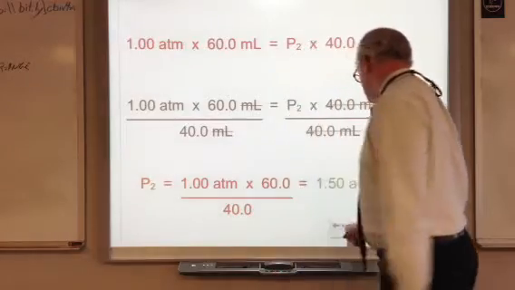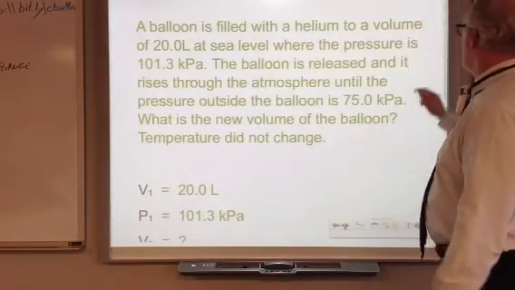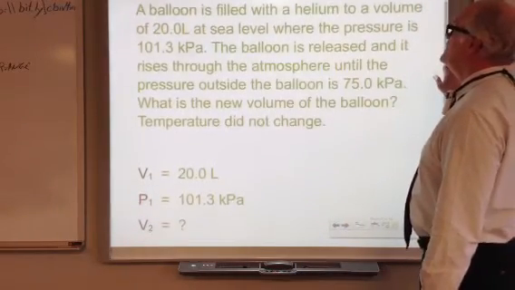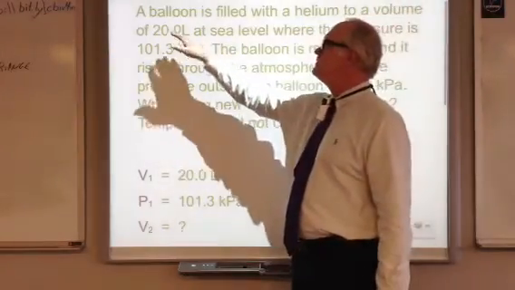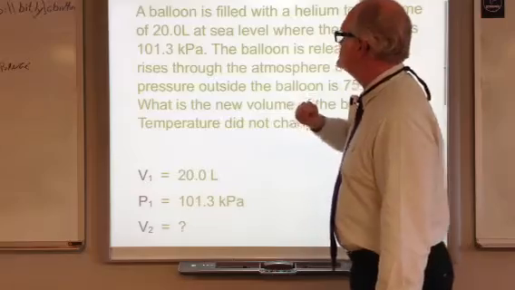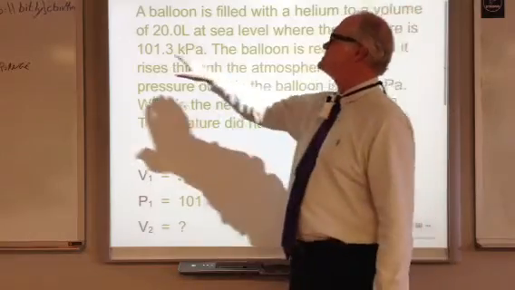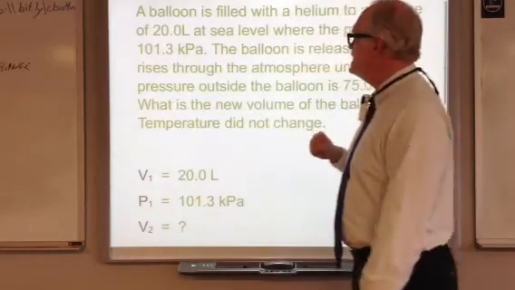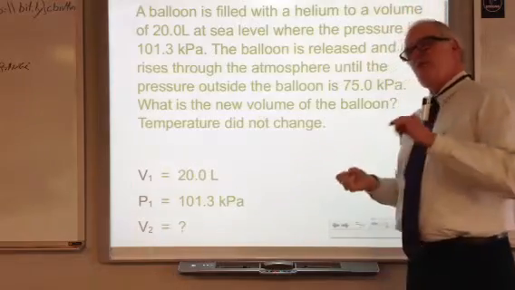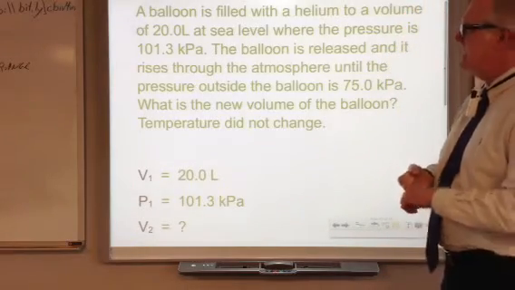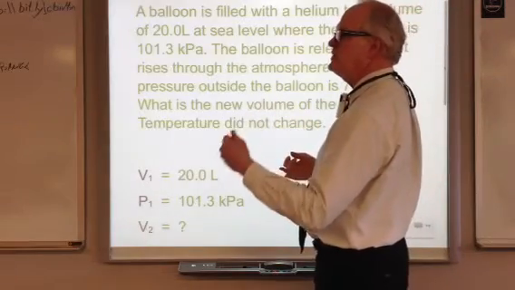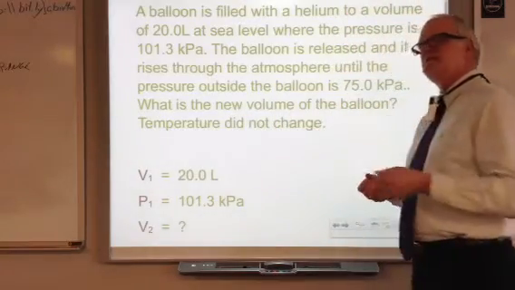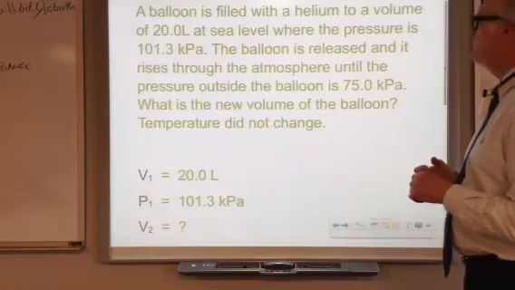Let's try another problem. There's a problem about a balloon that's filled with helium. So we put some helium in the balloon. The balloon has a volume of 20 liters. It's at sea level, so the pressure is 101.3 kilopascals. So this time we're using liters and kilopascals, which is okay, so long as we use the same units for V1 and V2 and the same unit for P1 and P2.